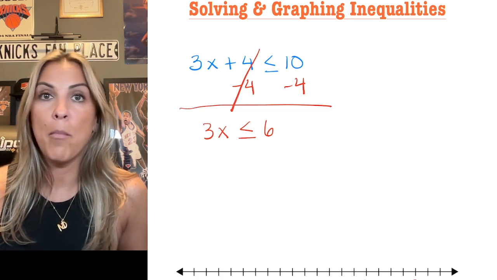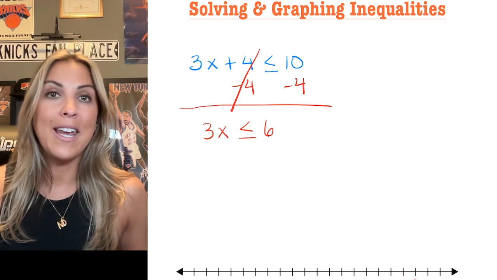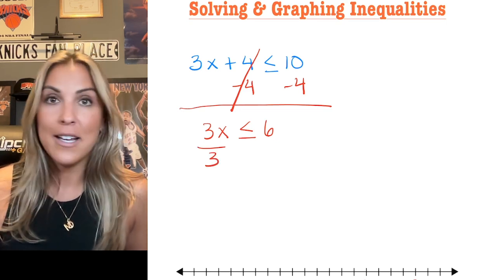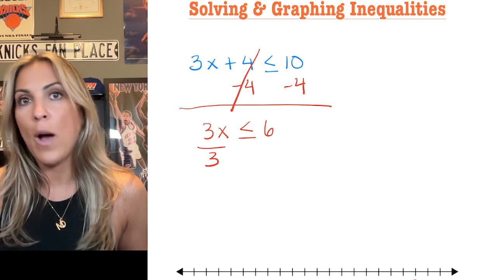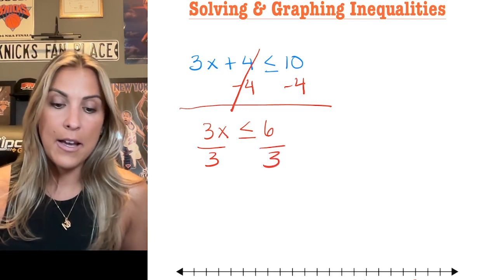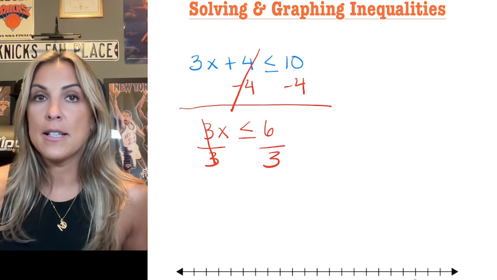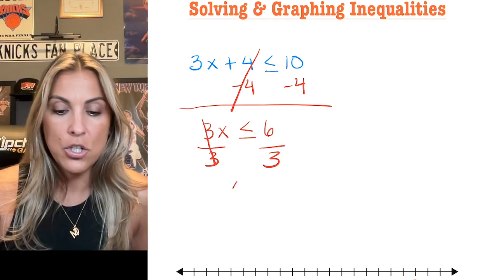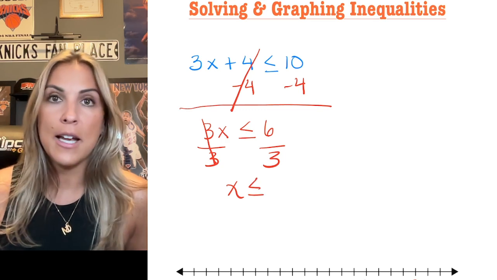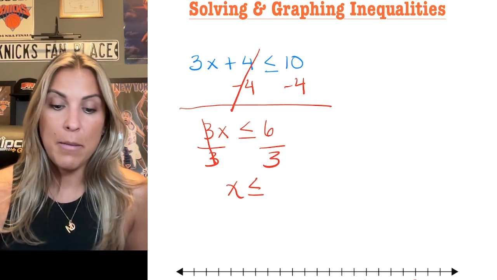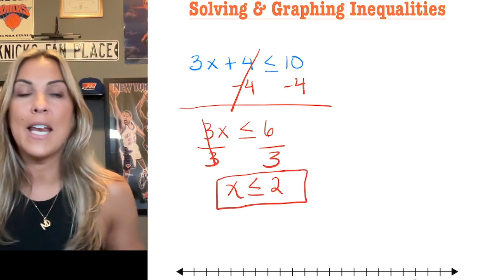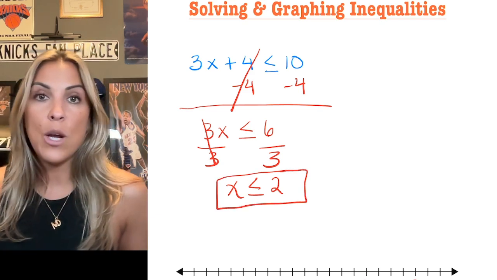So 3 is being multiplied by the x. So I'm going to do the inverse operation, which is to divide. So I'm going to divide by 3. And just like an equation, whatever you do to one side, you have to do to the other side. So I'm dividing by 3 on both sides. On the left side, 3 divided by 3 cancels out because it's equal to 1, and 1 times x is just x. And now my x is isolated. I bring down that less than or equal to sign, and I divide on the right. 6 divided by 3 is 2. And here is the solution of my inequality. x is less than or equal to 2.